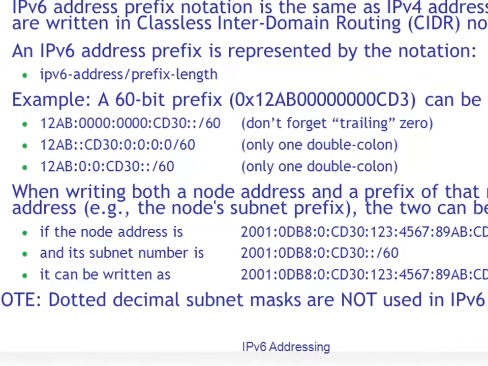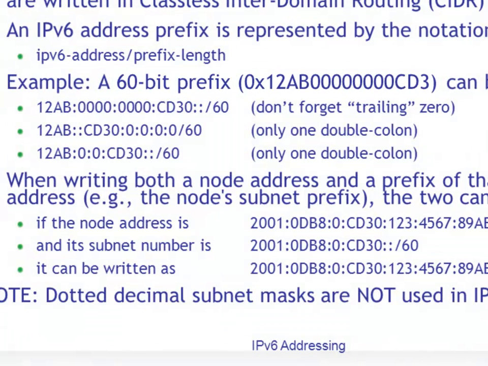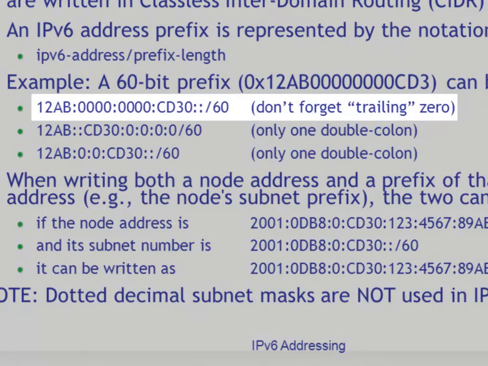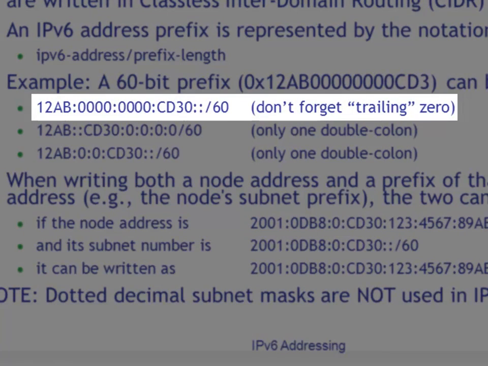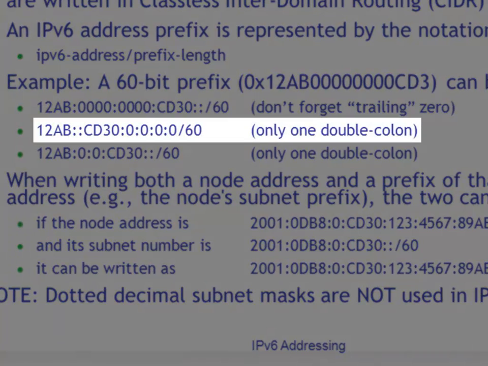As you can see here, if we have an example prefix of the hex 12AB followed by some zeros, then CD3, and we wanted to indicate that it was a 60-bit prefix, there are different ways of representing it. For instance, in the first example, remember the trailing zeros cannot be omitted. In fact, that's the whole prefix completely written out. In the second example, double colons have been inserted to represent the two 16-bit blocks of zero, but of course that could only be used once.